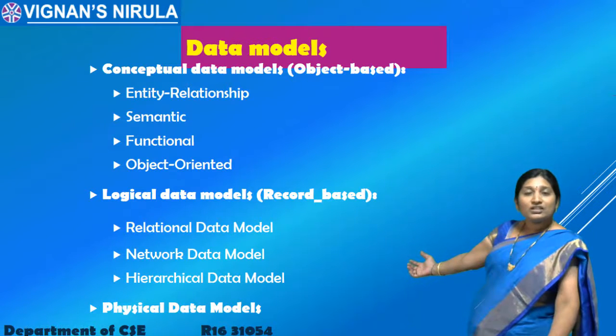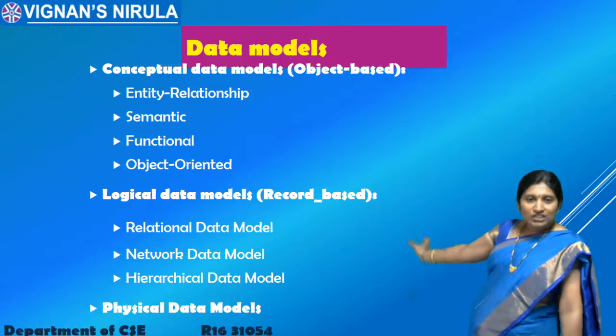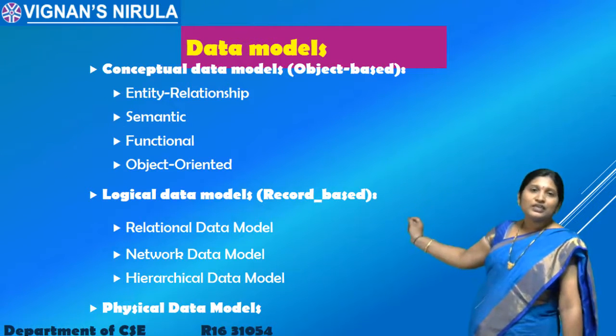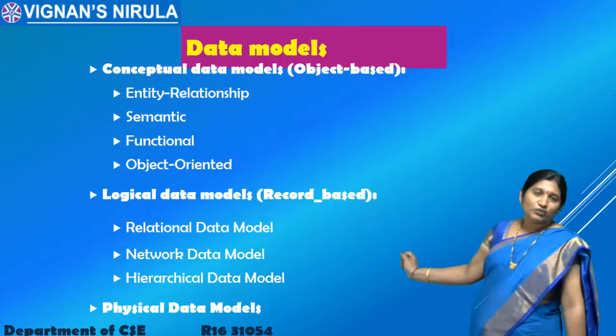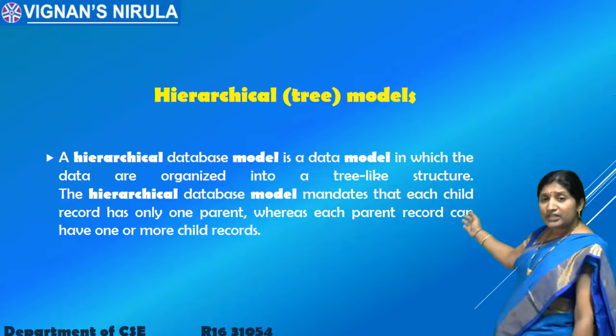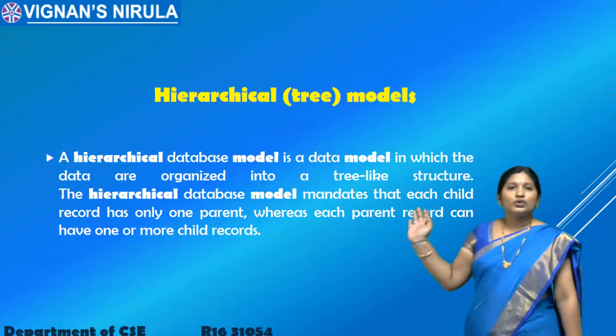Now in the first unit we are going to cover the logical data models. The logical data models are the hierarchical data model, network data model, and relational data model. We will cover them now. The first category of the data model is the hierarchical data model.